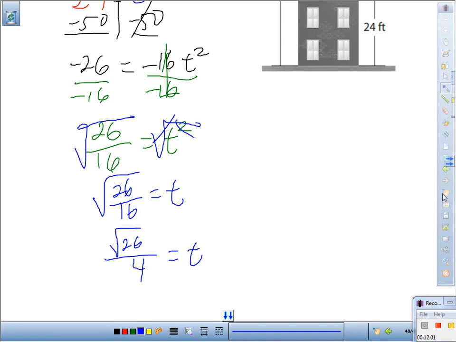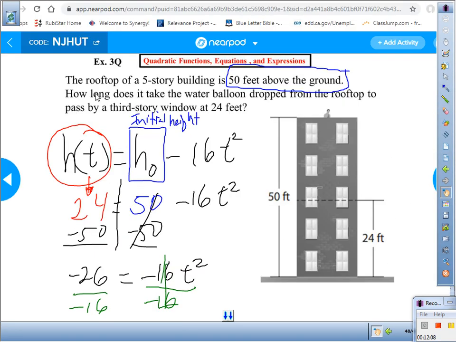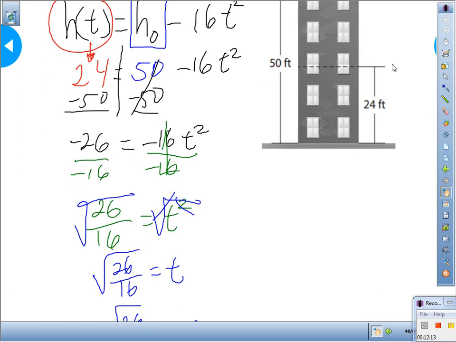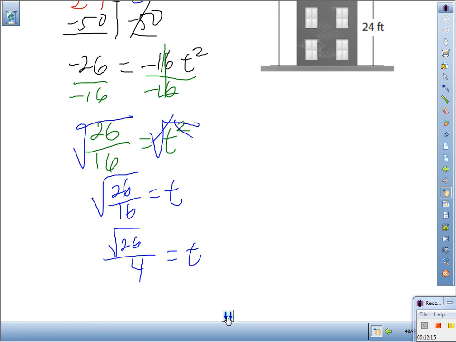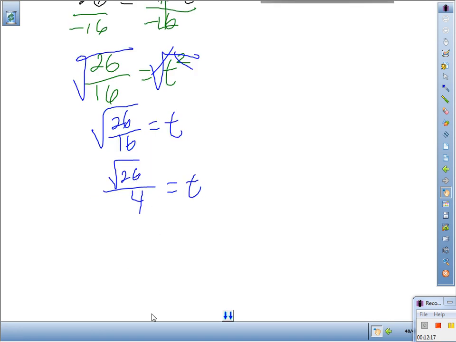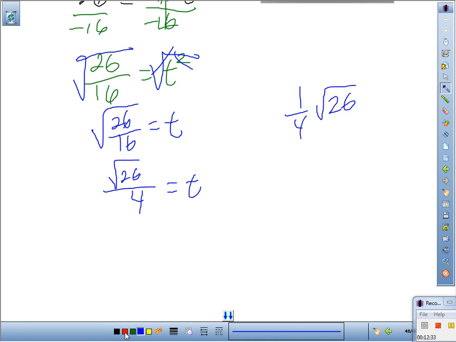However, here we encounter a slight problem. We need to answer this in words. How long does it take the balloon to drop? How long, which is in seconds? How many seconds is that? No. So, yeah, it takes square root of, no. So let's simplify this. Let's see. We can either rewrite it as 1/4 square root of 26, or think about it like this. What comes close to square root of 26?